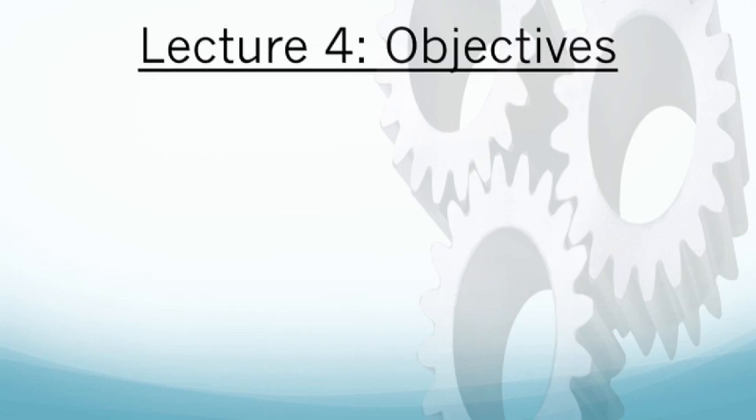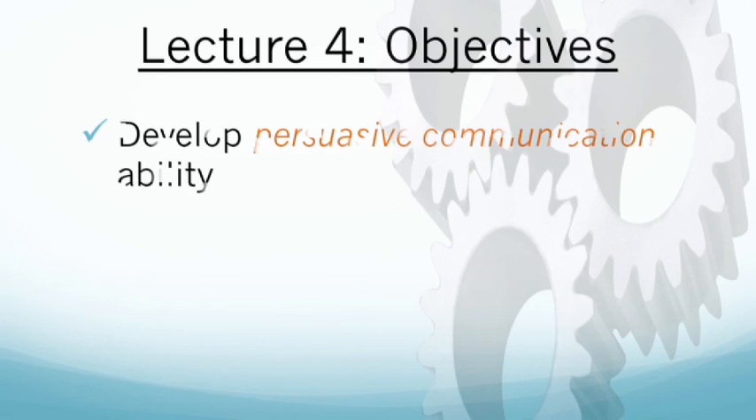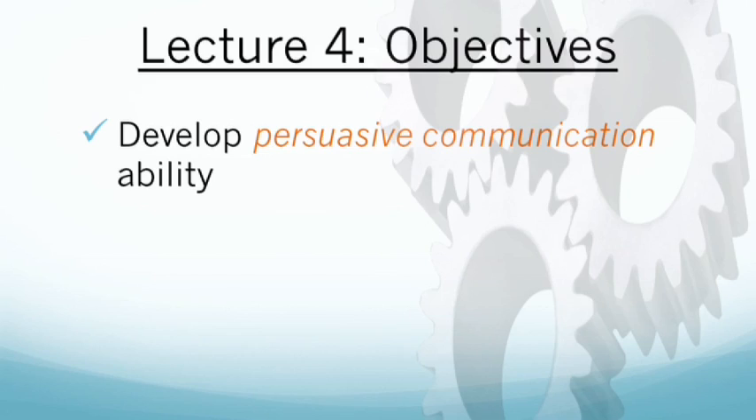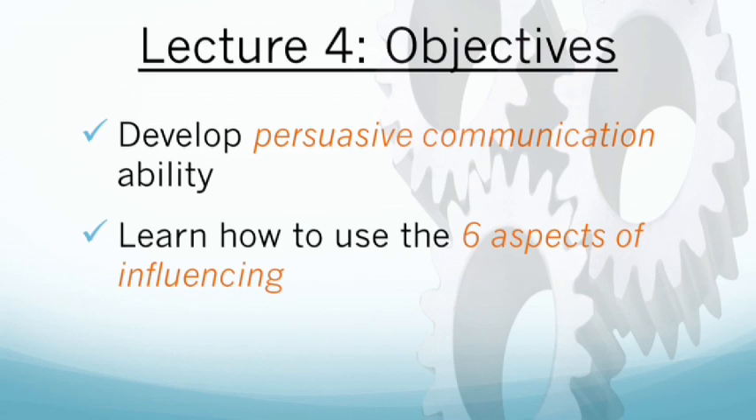If you take a look at the slide, you'll see we aim to develop persuasive communication ability. So we hope that when we talk with Paul later in the lecture, he will be able to be more persuasive in the way he presents his argument. Secondly, we're going to learn how to use the 6 aspects of influencing. Now, we'll talk about that in a moment, but basically this is just a tool for different styles of persuasion which you can employ at different times.